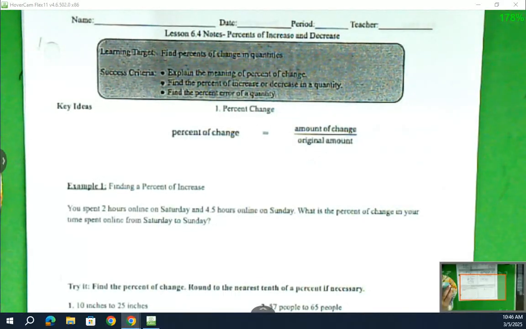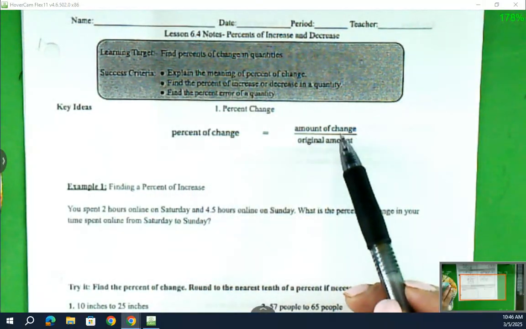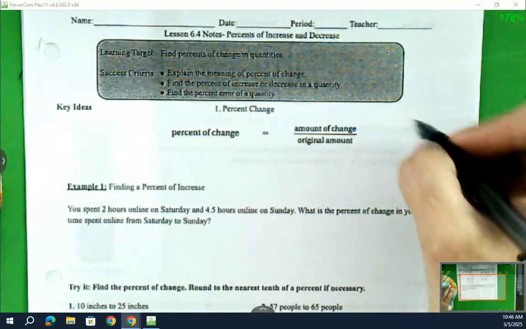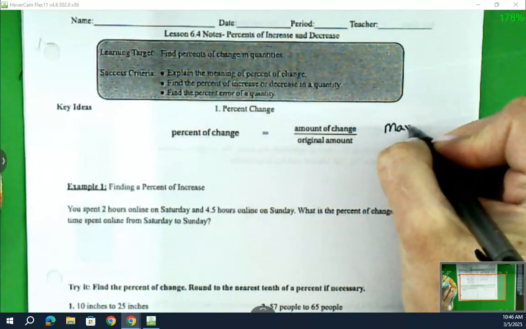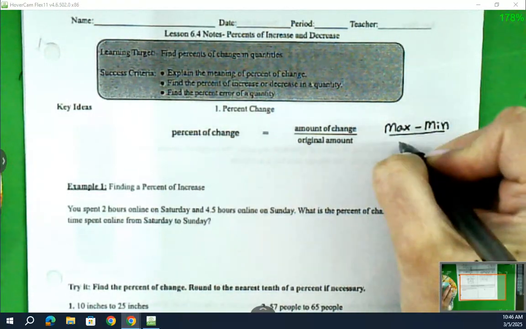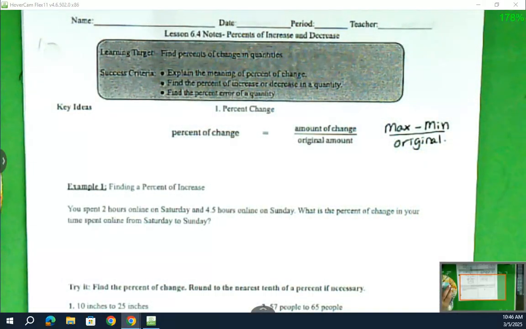Okay, this is lesson 6.4, percents of increase and decrease. So today we're going to find the percents of change in quantities. The key idea for a percentage of change is the amount of change divided by the original amount. Another way to think about this is the maximum number minus your minimum number over the original amount. And then, of course, we would say if it was an increase or a decrease.